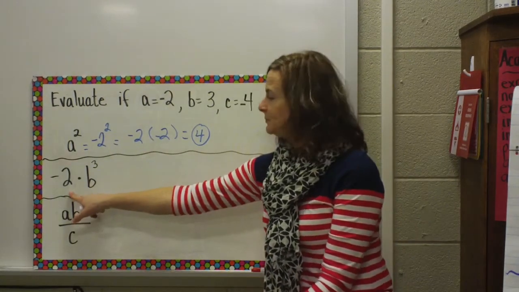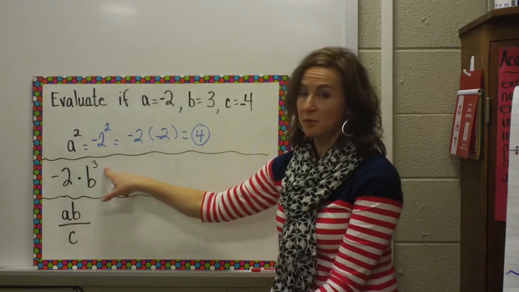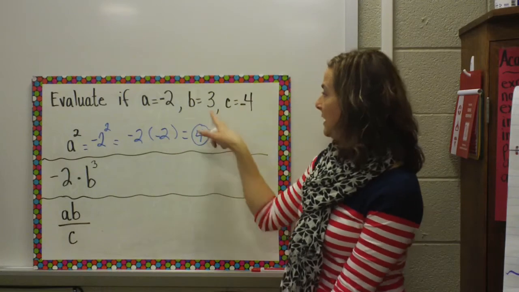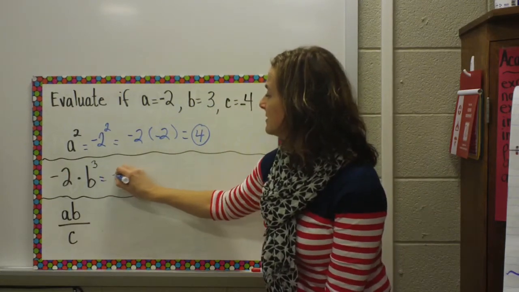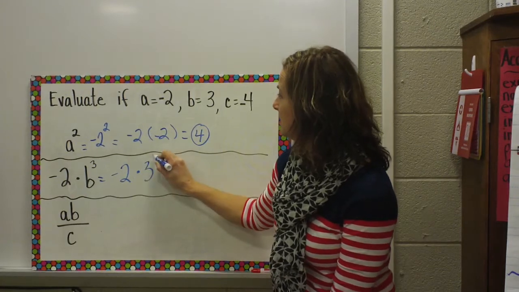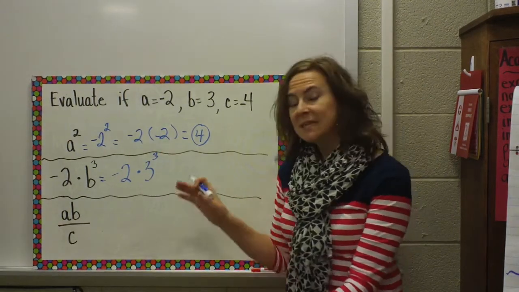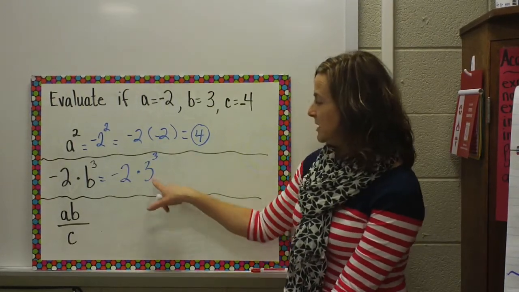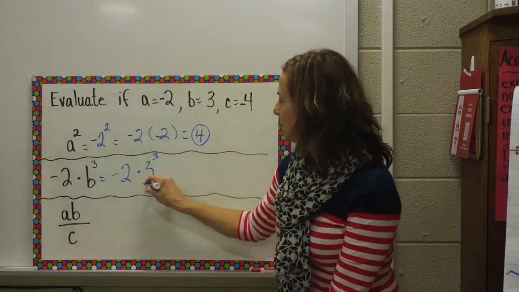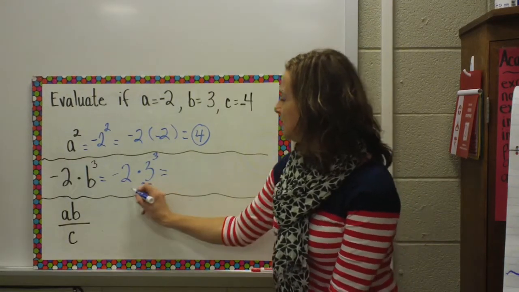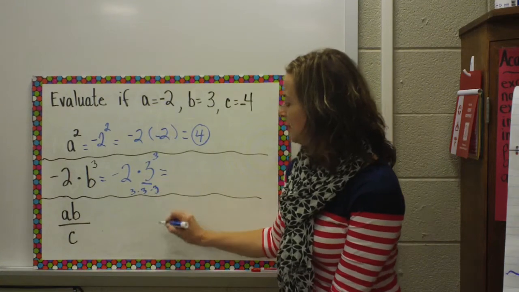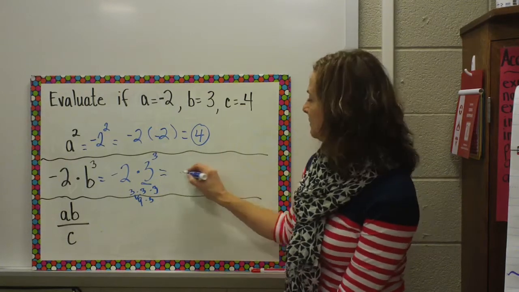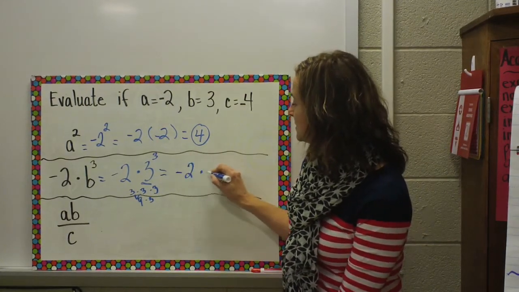Here I'm adding a step. I have -2 times B to the 3rd power. Well, the first thing I want to handle is substituting for B, which is going to be 3. So I'm going to rewrite this: -2 times 3 to the 3rd power. Don't skip this step because it's going to help you in the long run. In my order of operations, it tells me to solve my exponents first. So I'm going to focus on this. That's going to be 3 times 3 times 3, which is 9 times 3. So that's going to give me 27. So now my new problem is -2 times 27.